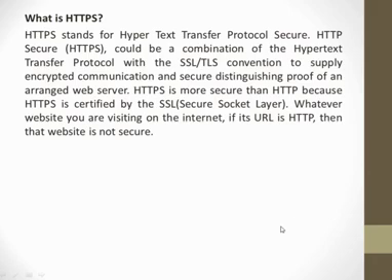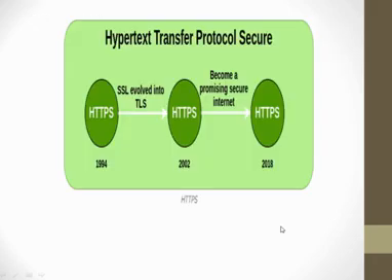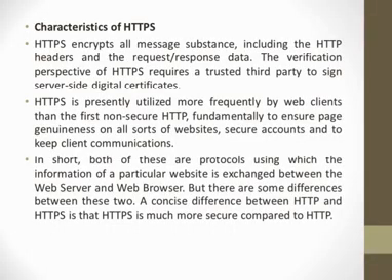So when we are going for HTTPS, what is HTTPS? Here in HTTPS, SSL evolved into TLS. So in 1994 HTTPS evolved along with SSL, SSL evolved into TLS, and then HTTPS in 2022 became a promising secure internet, compared to HTTP in 2018.